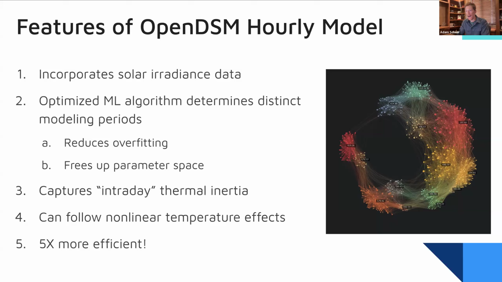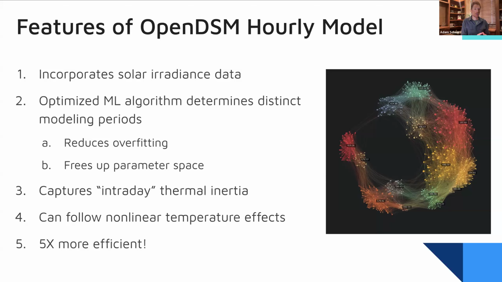There's also an optimized machine learning algorithm called clustering that we've incorporated to let the computer decide, based on how customers are using energy, how many distinct periods should be carved off for independent modeling, essentially. And in the previous CalTRACK model, every month was just hard coded as an independent model. That uses a lot of the parameters.